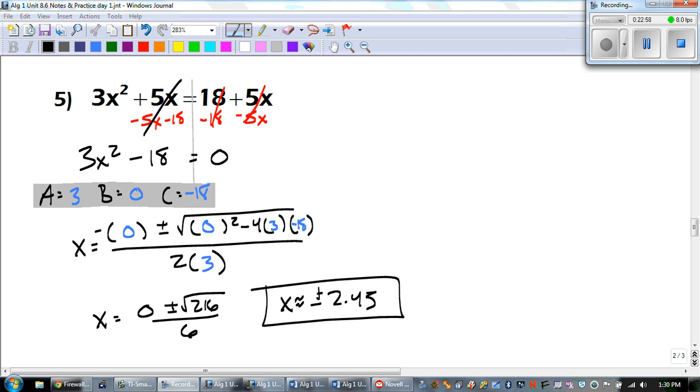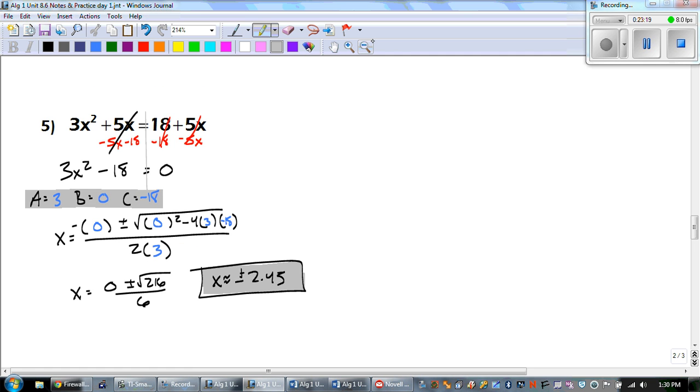Okay, and when you do this, you should be getting that x equals plus or minus 2.45. Now, if we would have solved this another way, we actually would have used inverses, SADMAP, and you could have gotten the same thing because there's no linear term. But since we were practicing using the quadratic formula, this is what we get.